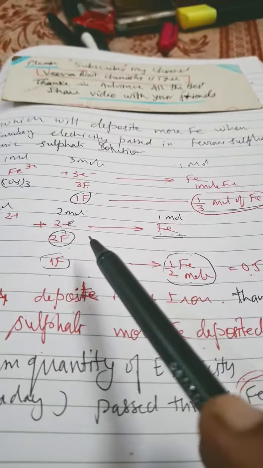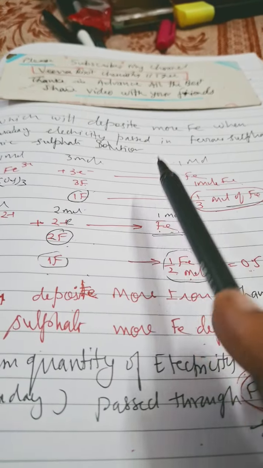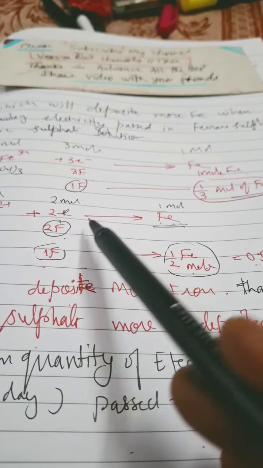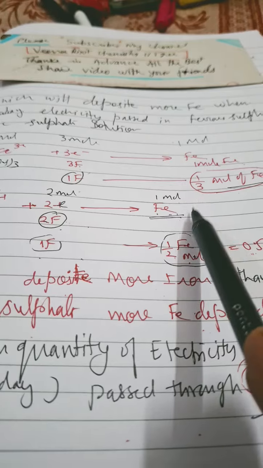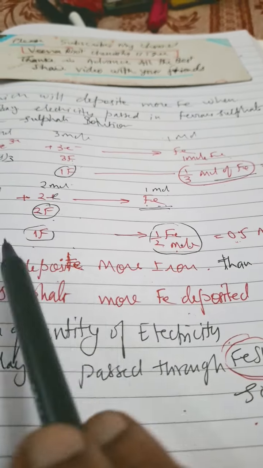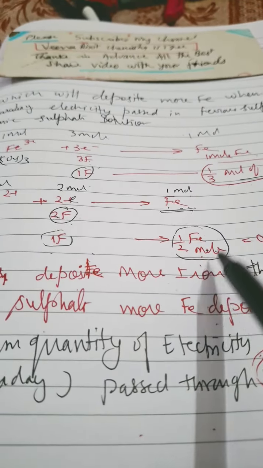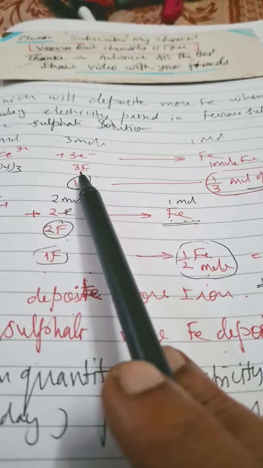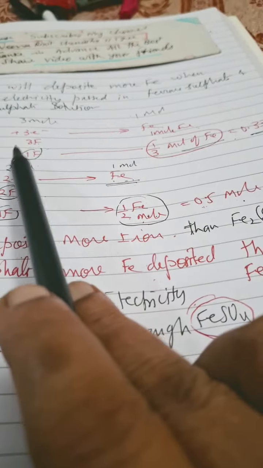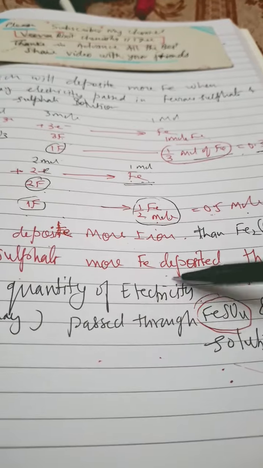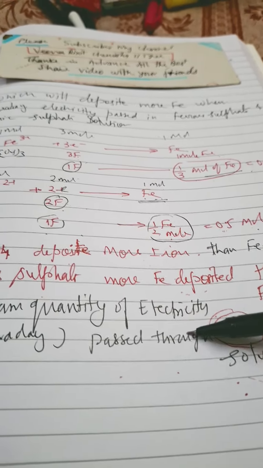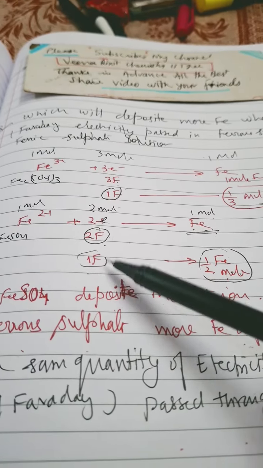This is a very tricky and very easy question. Okay, so it is just similar to elementary math. 2F required to deposit 1 mole of Fe, so 1 F deposits half mole. Clear? Here same, 3F required for 1 mole, so 1F deposits 1/3 mole of Fe. So ferrous sulfate deposited more iron by the same quantity of electricity.